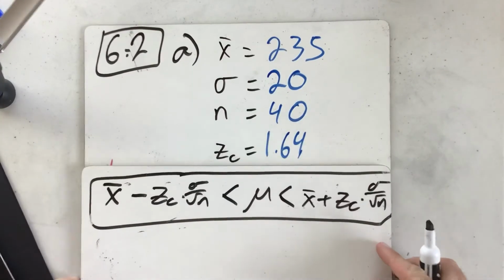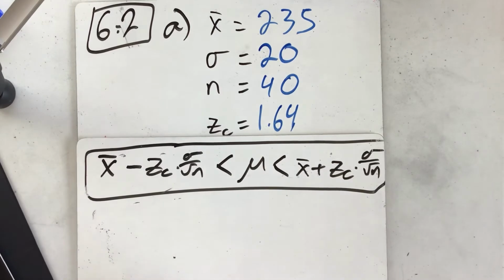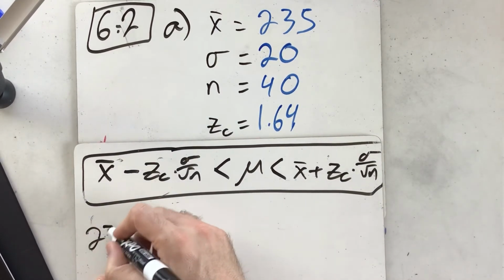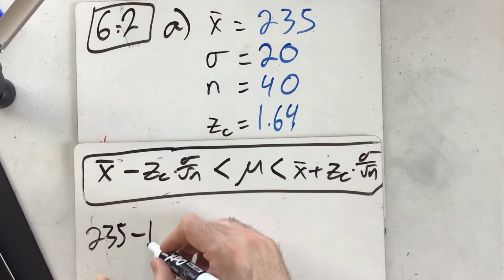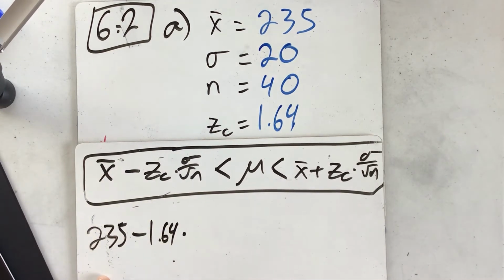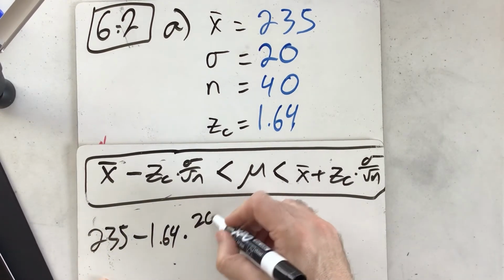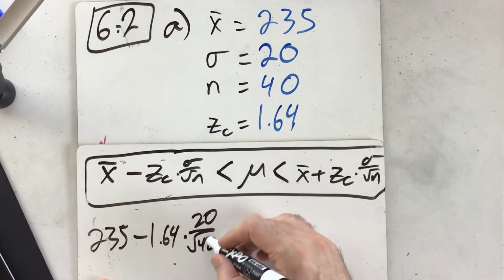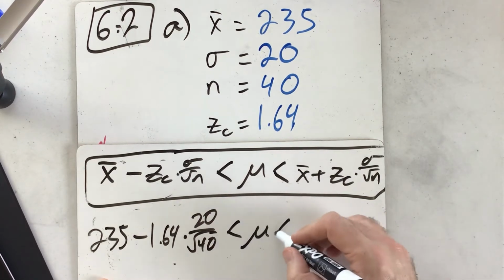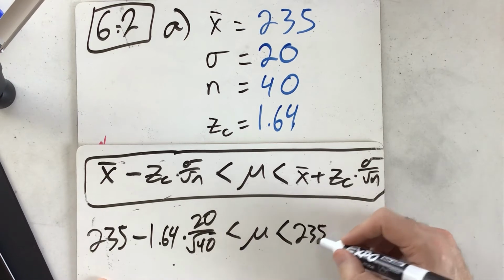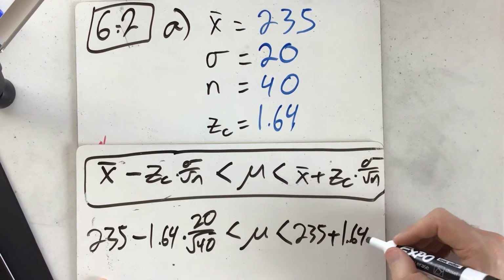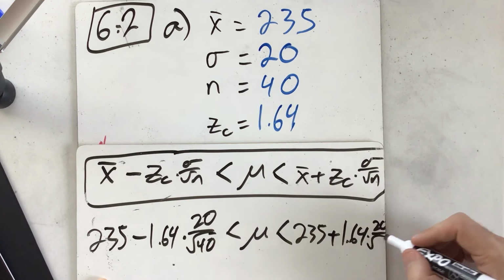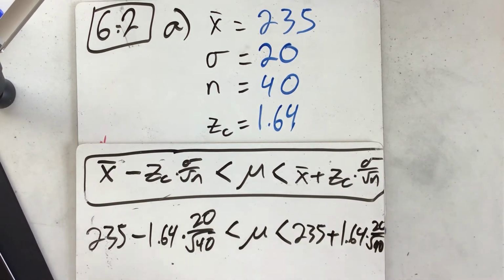So let's just grab our formula and start plugging stuff in. So we're going to have 235 minus 1.64 times 20 divided by the square root of 40 is less than mu is less than 235 plus 1.64 times 20 divided by the square root of 40. And what you'll notice is we always have the exact same thing written down on both sides, except one side we subtracted and the other side we added. So it's the same thing on both sides.